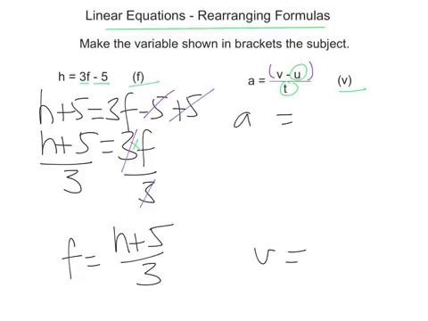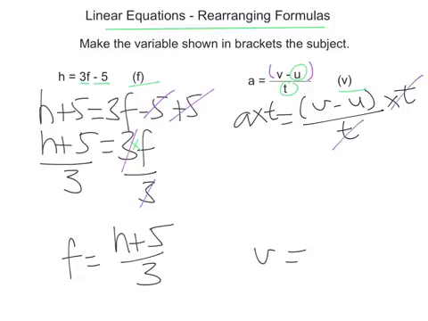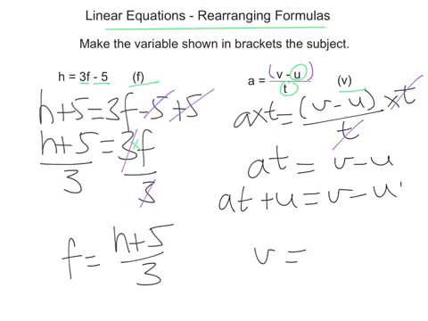So a equals bracket v minus u over t, and I'll multiply both sides by t. On the right hand side the t's cancel, so a times t is just at, and it equals v minus u, and I don't need the bracket around v minus u anymore because there's nothing outside the bracket anymore. What I need to do now is get rid of that u, so we're going to add u to both sides. So as you can see again, minus u plus u makes 0. So what's left is that v is equal to at plus u.